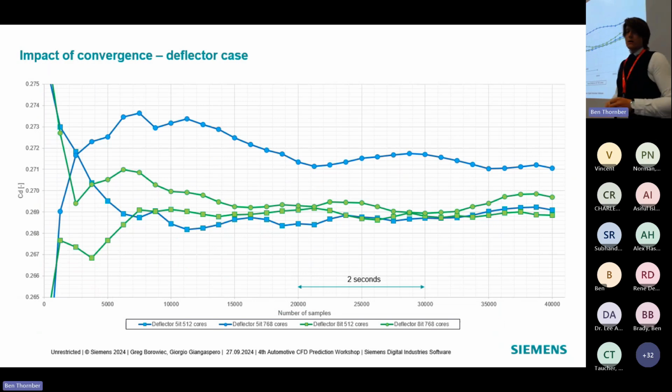We did the same study for the deflector case with 5 and 8 inner iterations, varying the number of cores, and the observations seem to be the same. Better converged signals have a smaller spread between them.